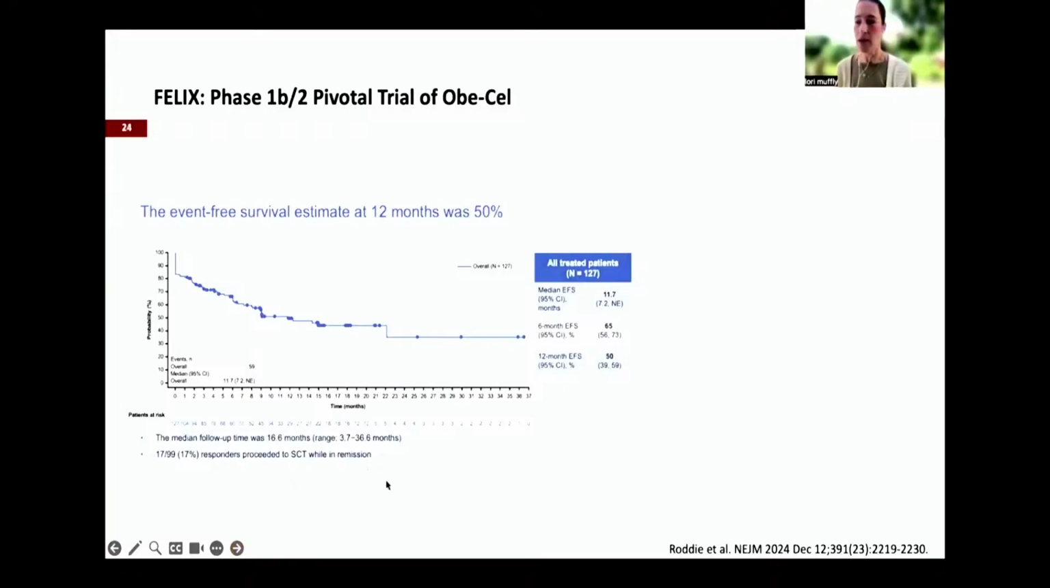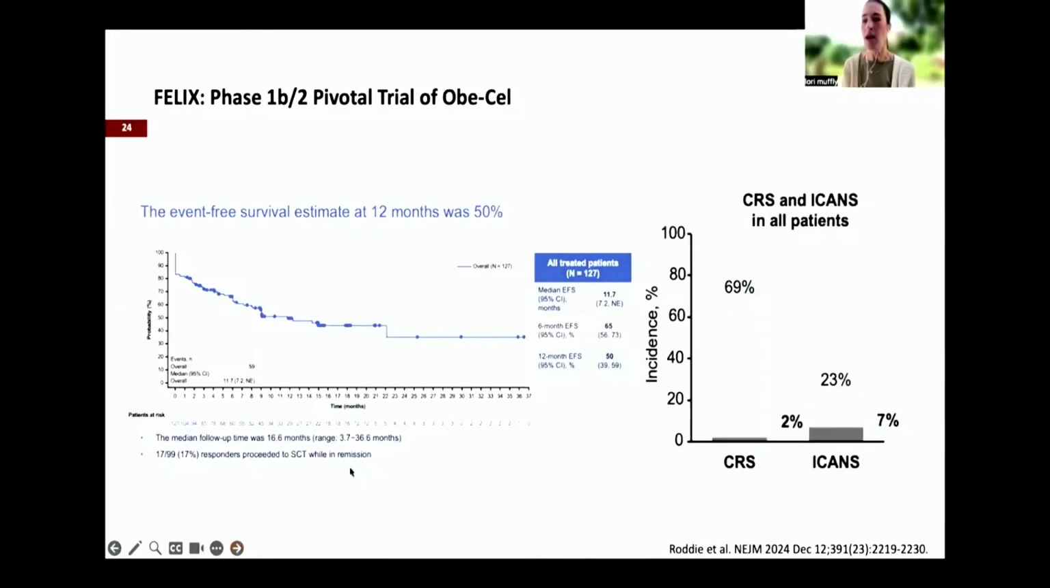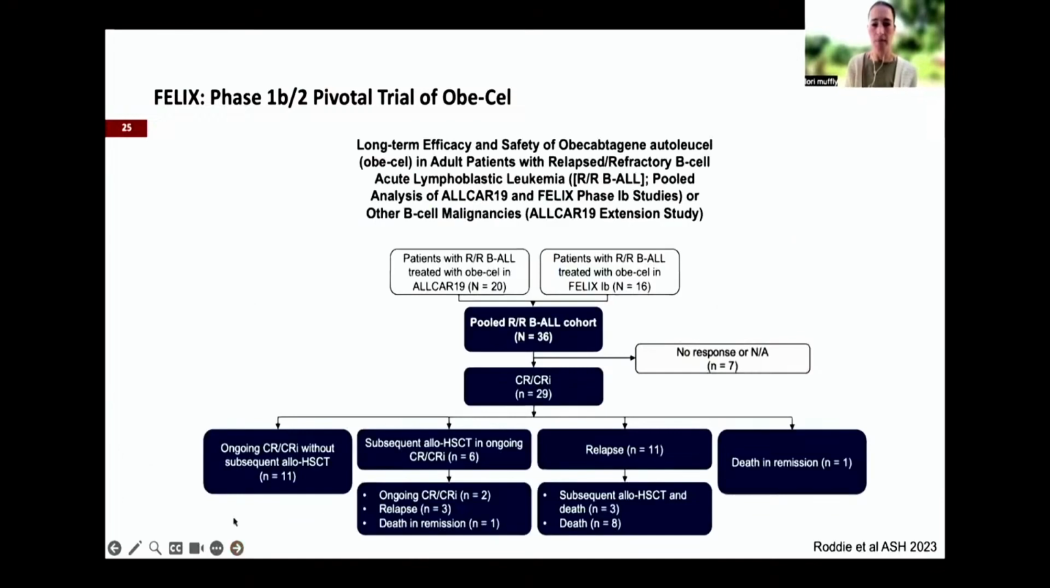The event-free survival at 12 months with obe-cel was 50%. Again, very similar actually to the Brexucel ZUMA-3 data. But here, I think, is where you see some difference, again, with toxicity. So the overall CRS rate with obe-cel was 69%, but only 2% had grade 3/4. And the overall ICANS rate was 23%, but only 7% had grade 3/4.